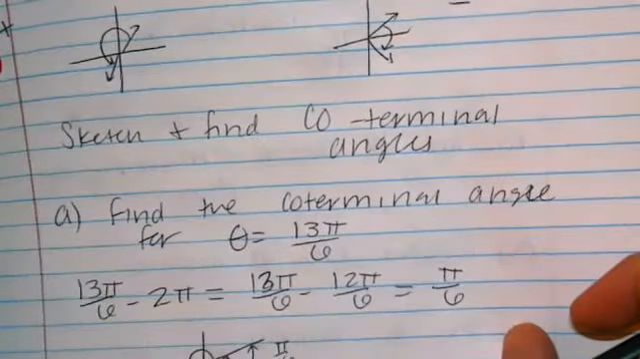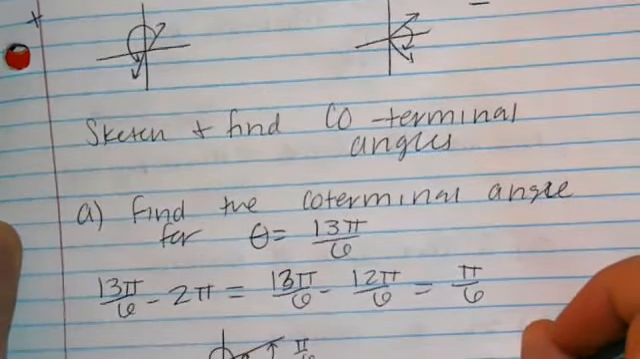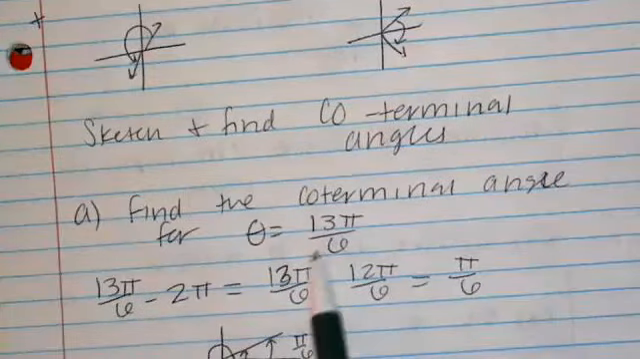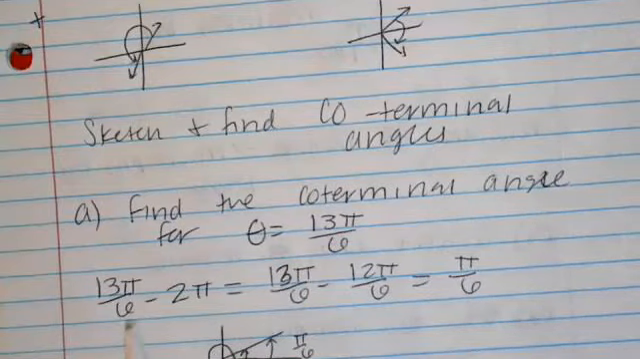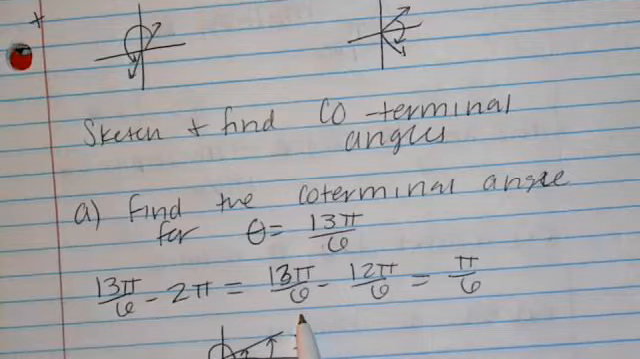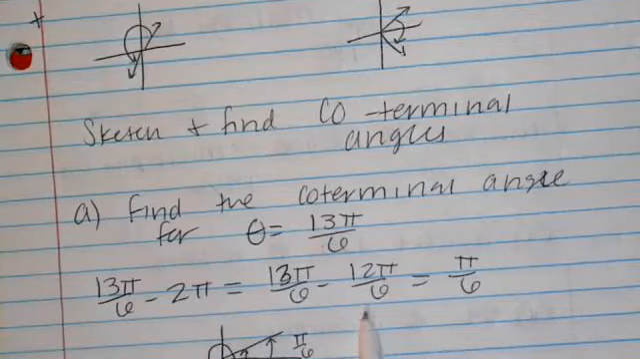So if I want to find the coterminal angle for 13 pi over 6, what I'm going to do is take 13 pi over 6 and subtract 2 pi from it. So what I'm doing here is finding a common denominator of over 6. 13 pi over 6 minus 12 pi over 6, which is the same thing as 2 pi. If you subtract those, you get pi over 6.